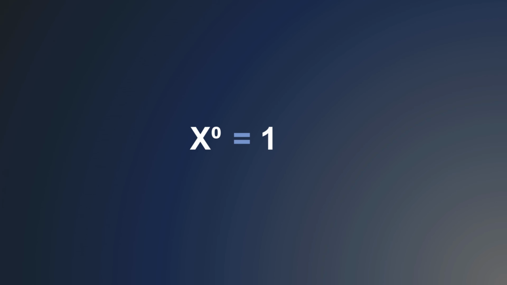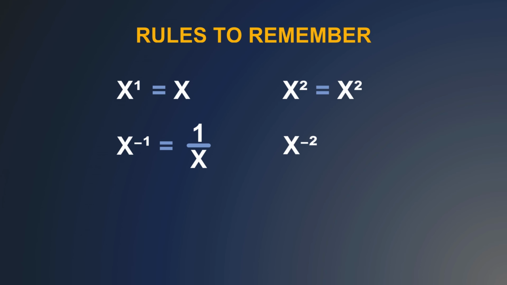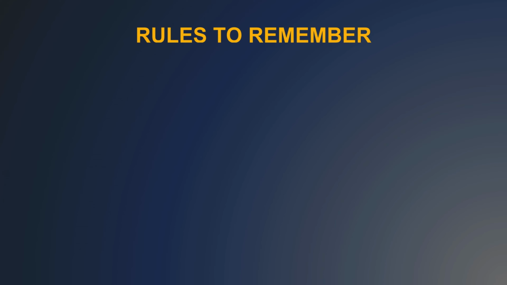Before knowing how x to the power 0 is 1, let's go through some basic but very important rules of arithmetic and algebra. First, remember, x to the power 1 is x, and x to the power minus 1 is 1 divided by x. Similarly, x to the power 2 is x squared, and x to the power minus 2 is 1 divided by x squared. This means x to the power minus n actually means 1 divided by x to the power n. Simple?